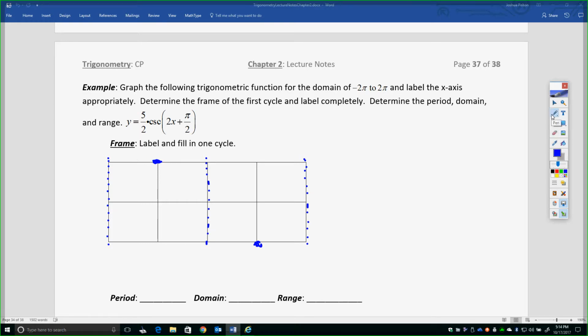Okay, so first we need to figure out the phase shift, because these are just like sine and cosine. So we need to do our values here. So A, oops, erase that actually. You guys need to put a plus 0 on the end, because there isn't one for D. Because A is 5 halves, B is 2, C is negative pi over 2, and D is 0.